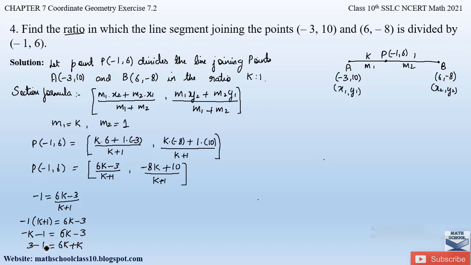So how much will this be? 3 minus 1 will be 2, equal to 6k plus k is 7k. Sending this 7 to the left hand side, the k value will be equal to 2 divided by 7. So here we got the k value. Similarly, if you equate the y coordinate part, again the same value of k will be obtained.